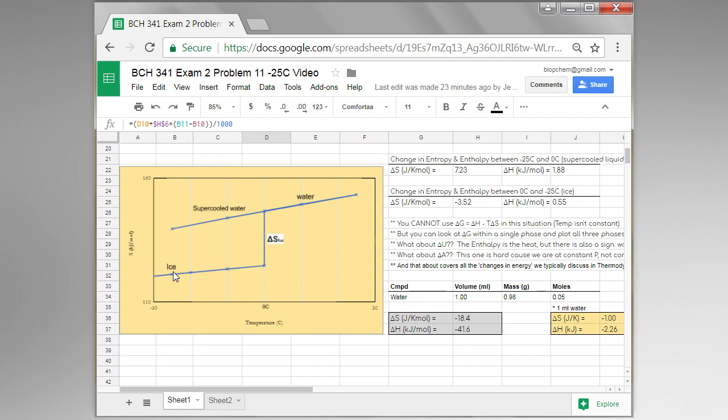Entropy is a state function, so is enthalpy or any of the energies we're looking at. So we can look at a path to calculate that. We can go from here, and calculate how the heat capacity changes till we get to zero. Then we can use the delta S of fusion and then go from here back to minus 25, right?